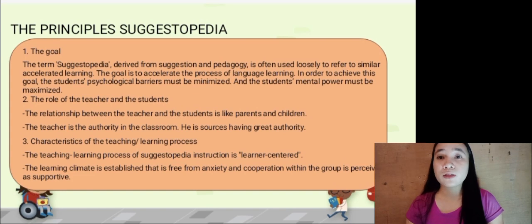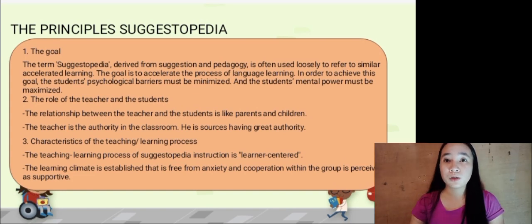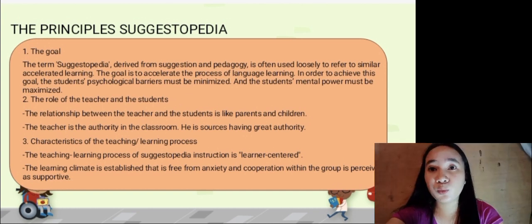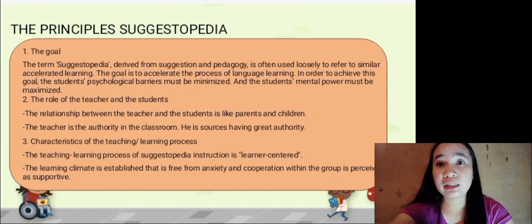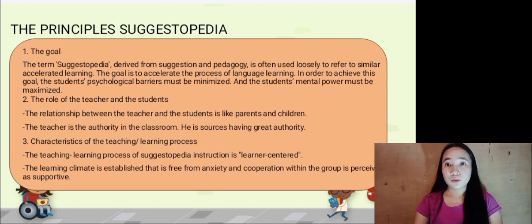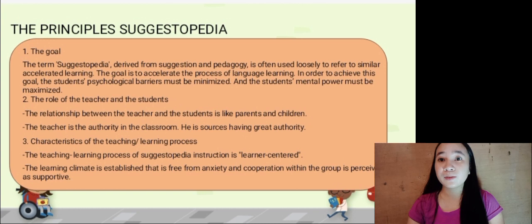There are also principles of Suggestopedia according to Larsen et al. So first, what is the goal of Suggestopedia in teaching or learning language? The term Suggestopedia is derived from pedagogy and suggestion. The goal of this method is to accelerate the process of language learning. In order to achieve this goal, students must minimize the psychological barriers and maximize the power of their mental abilities.